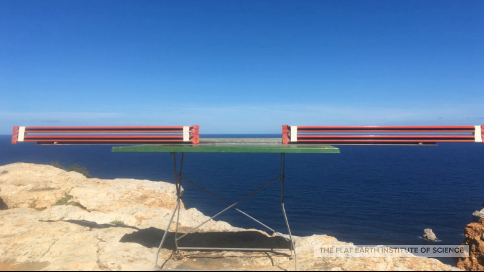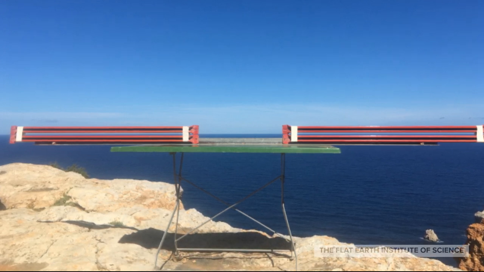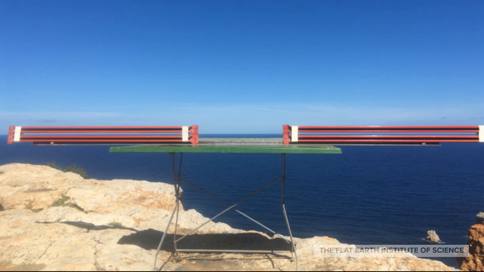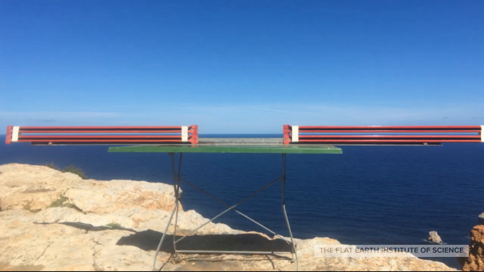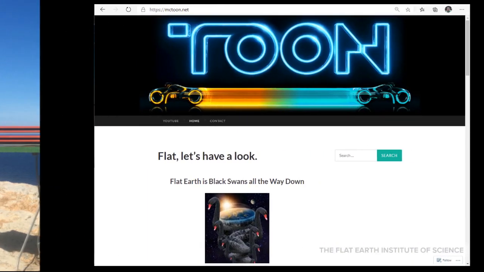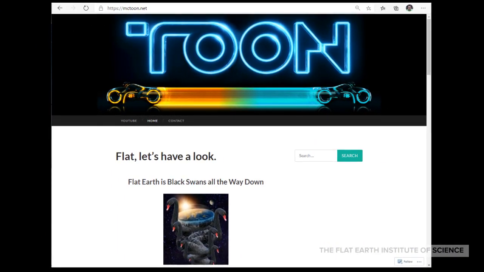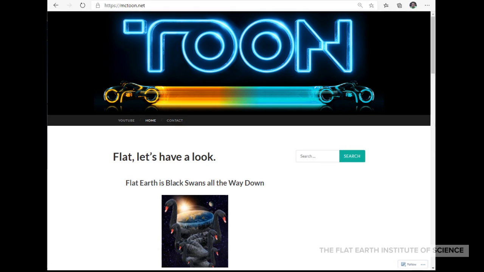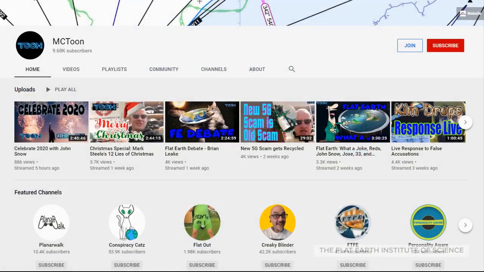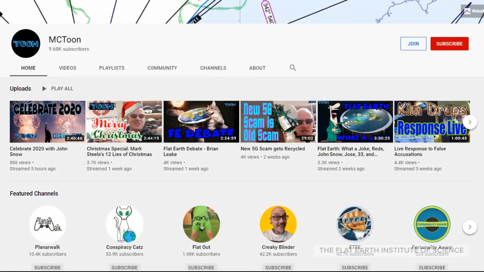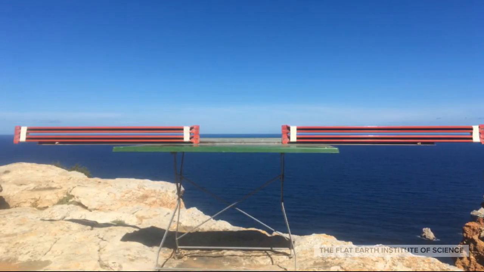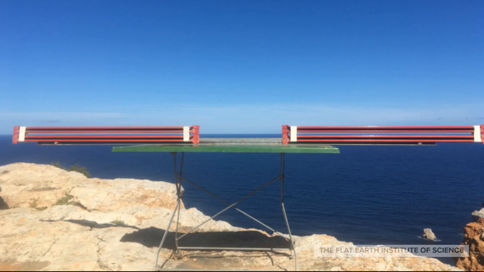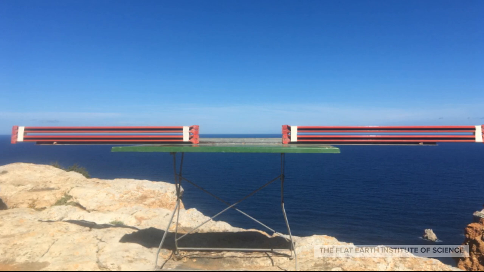First, let's go take a closer look at this observation so we can see what we are up against. This observation comes from mctoon.net. mctoon is an anti-flat earther whose entire website is dedicated to combating the flat Earth hypothesis. He also has a YouTube channel dedicated to the same thing. Just so you know what you're looking at here, the red bars are simply just straight edges. They are meant to be a control in the experiment, representing a standard of flatness.